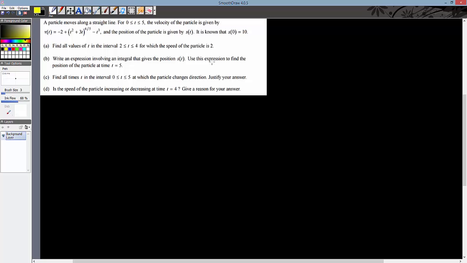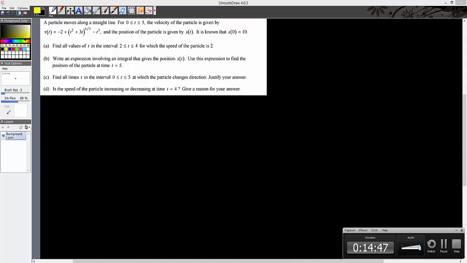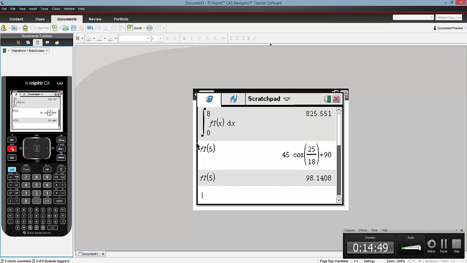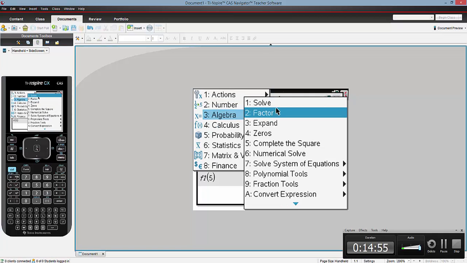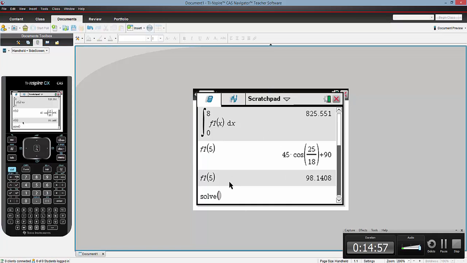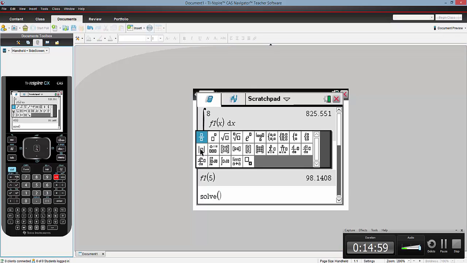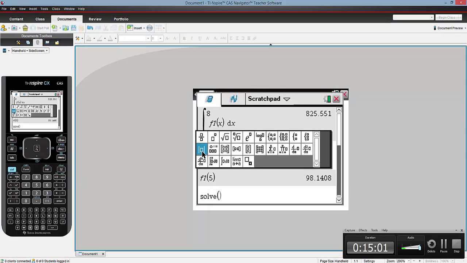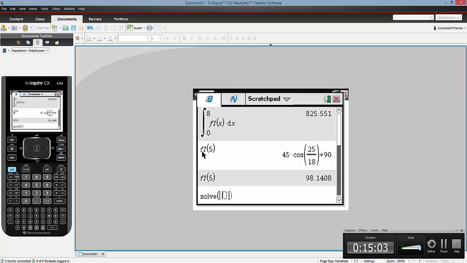Now you can do this a couple of different ways. If you know you're on the interval from 2 to 4, then what you can do is you can use the solver. Whoops, wrong function here. You can use the solver back here and just say algebra solve, and you can say for when the absolute value, right? And the reason why I'm using absolute value is because they're asking for when the speed of the function is equal to 2. So I can ask for when that happens.